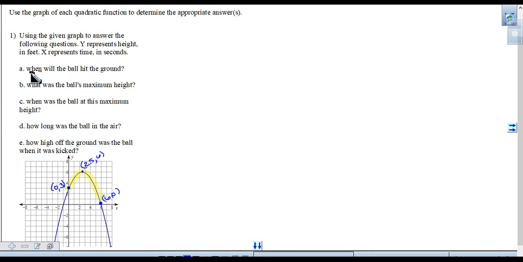In the first question, they ask, when will the ball hit the ground? When would be time, which means we're going to focus on the x value of the point where the ball hits the ground, (6, 0). So 6 will be my answer. And what label goes on when? Seconds.